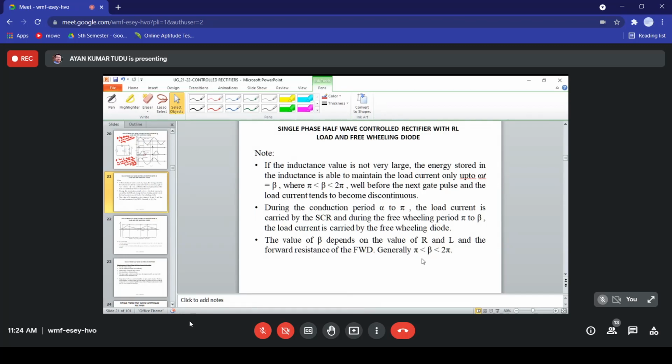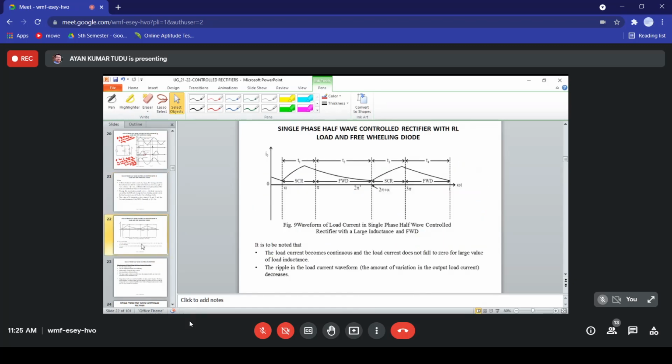Next, this is the waveform of the load current in a single phase half wave controlled rectifier with a large inductance and freewheeling diode. Since we are using a large inductance, the load current becomes continuous and does not fall to zero, and the ripple in the load current also decreases.